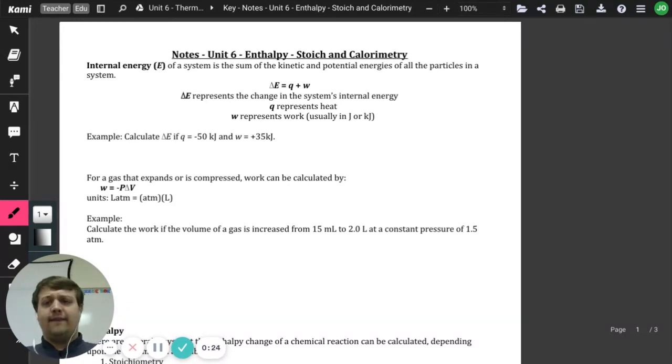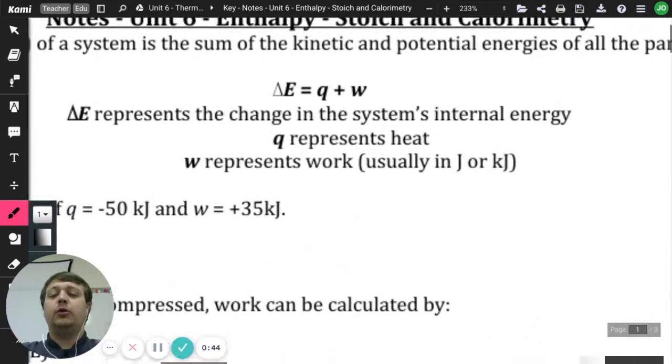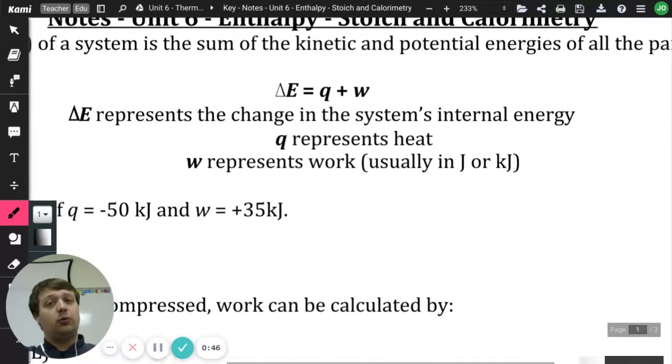So first off, enthalpy. Well, for enthalpy, we're going to be talking about internal energy. So internal energy is going to be that energy that is inside of that system. So it's the sum of the kinetic and potential energy of all the particles in the system. Okay, so everything that is there. And to solve for our internal energy, we're going to use the change in energy equals Q plus W.